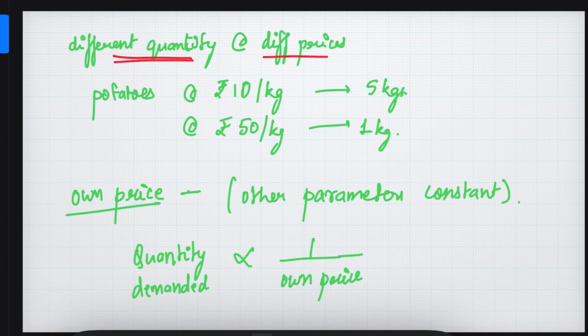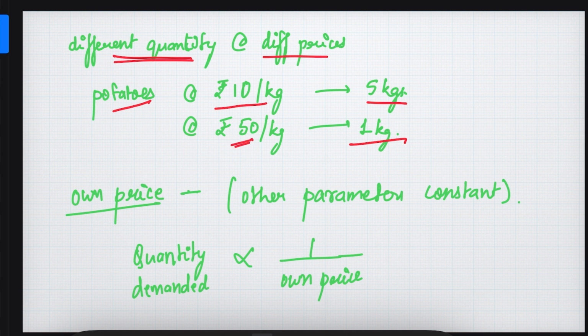Let us consider the example of potato. If the potato costs 10 rupees per kg, then the consumer would be willing to buy 5 kgs of potato. However, if the price of the potato increases to 50 rupees per kg, then the willingness of the consumer to purchase 5 kg would reduce, and the consumer would be willing to buy 1 kg of potatoes at this price point.